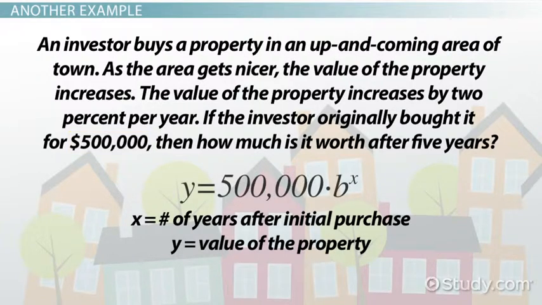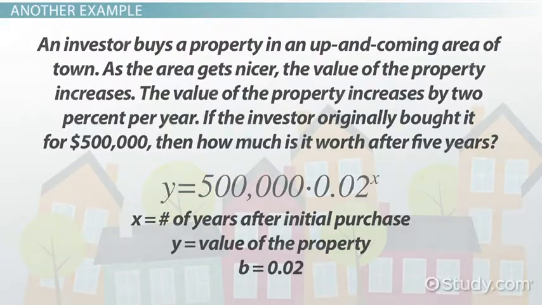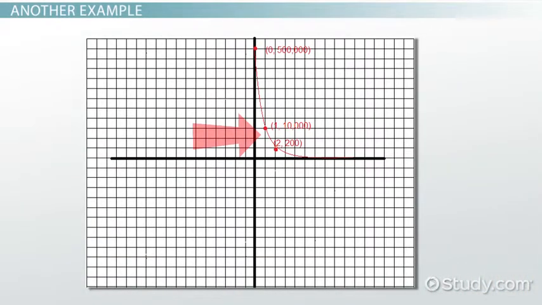Now the tricky part is figuring out B. In the first problem, B was 2 because we had twice as many cell phone users every year. In this case, the property is only worth 2%, or $0.02 more dollars, so its value is increasing more slowly. You might be tempted to plug in 0.02 for b, but just take a look and see what happens when you graph that. You can see right away that this is not an increase in value.